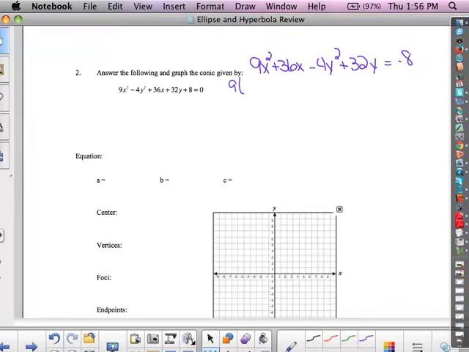Factor out the 9, so you have x squared plus 4x, leave a space so you can complete the square. Factor out a 4, you will have y squared minus 8y, leave a space so you can complete the square. So now 4 divided by 2 squared is plus 4. If I'm adding 36 to this side, I have to add 36 to this side.